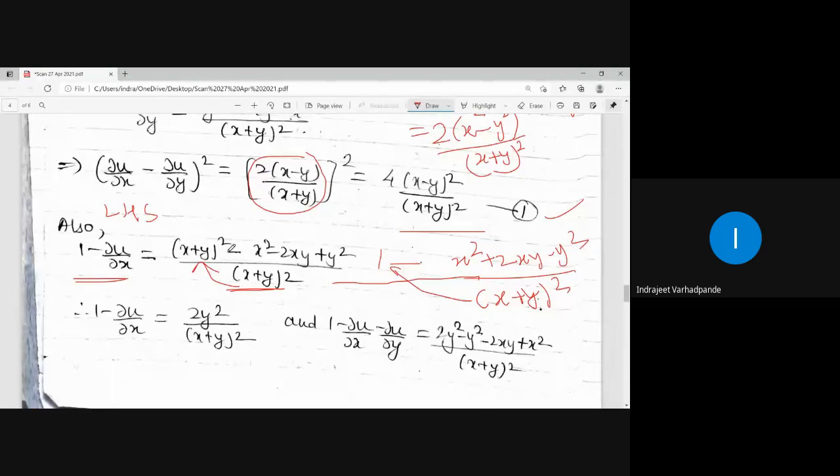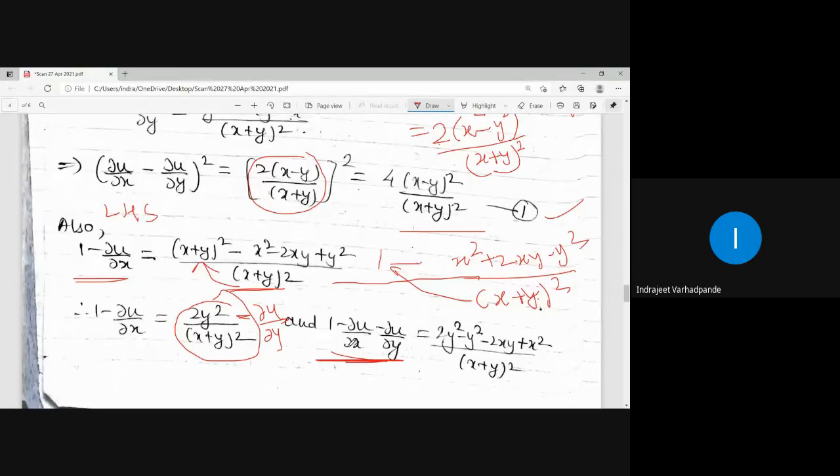What is x plus y whole square? x square plus 2xy plus y square. Kindly simplify it. I think this will be only the remaining term. Out of this, again what you have to subtract? You have to subtract the value for del u by del y, so that this becomes 1 minus del u by del x minus del u by del y. This del u by del y is to be subtracted from this.